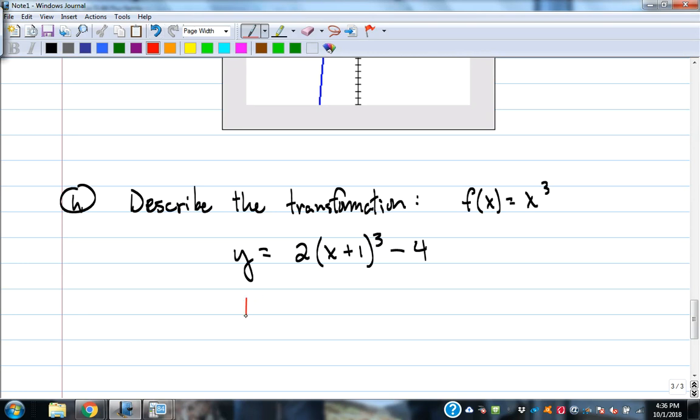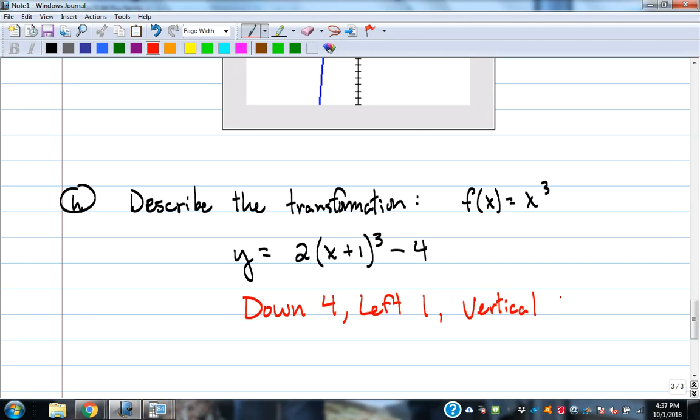Down 4 units, okay? That's usually the easiest one to pick out. Down 4 units. The +1 on the inside: left how many? 1. Left 1. I'm just trying to be descriptive here. And then what does that 2 outside do? Is it a stretch or is it a compression? It's vertical because it's on the outside. So we know it's a vertical something because it's on the outside. If it were horizontal, it would be on the inside of the parentheses with the x.